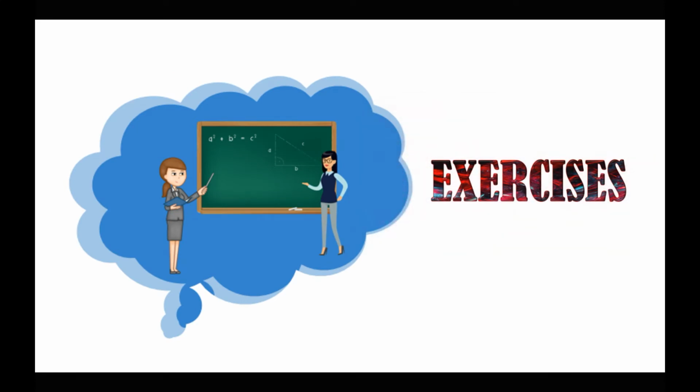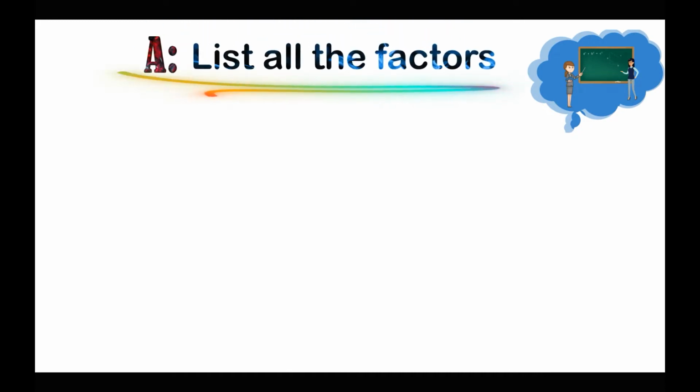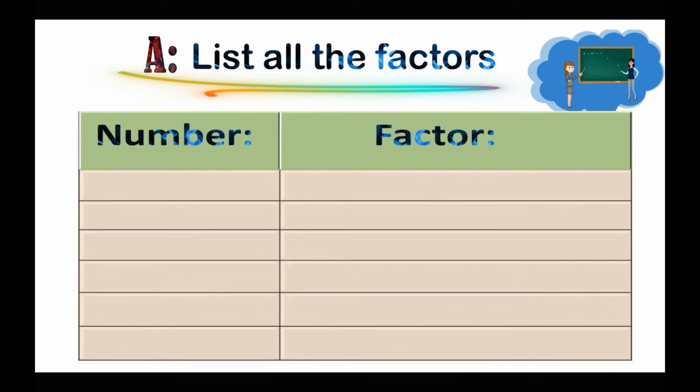List all the factors of the following numbers. Number, factor: 13, 22, 37, 56, 148, 150. Let's find the factors of these numbers.